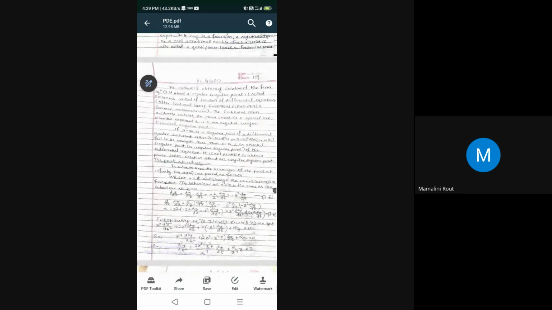The method of obtaining a solution about a regular singular point is called the Frobenius method of solution of differential equations, after Ferdinand Georg Frobenius, a German mathematician. The Frobenius series evidently includes the power series as a special case. So, power series is a special case of Frobenius series, or quasi-power series, or extended power series.